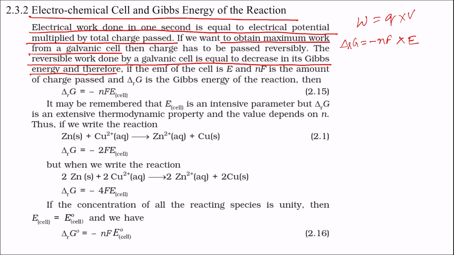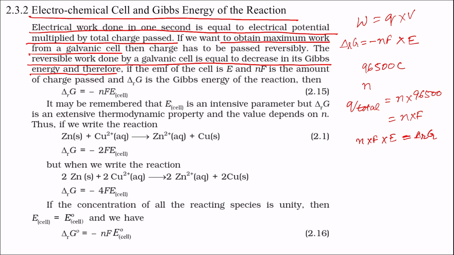What is F? It is the charge carried by 1 mole of electrons, which is equal to 96500 coulomb. What is n? n is the number of moles of electrons which participated in the reaction. So the total charge will be equal to moles of electrons multiplied by the charge carried by 1 mole of electrons, or this can also be written as nF. Multiplying the total charge, that is nF, by the EMF of the cell will give the electrical work done, or it is also written as delta G for the reaction.